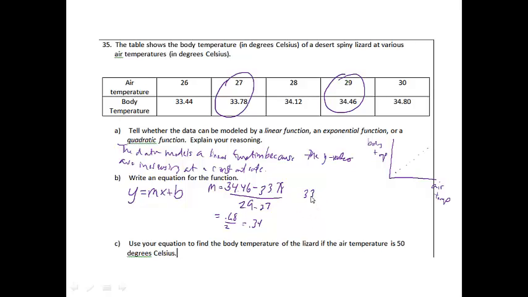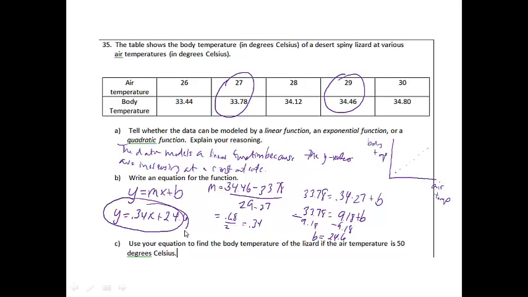So I'm going to get 33.78 is equal to 0.34 times the x, which is 27, plus b. So I plugged in my m, my x, and my y so that I can find my b. So this is going to give me 33.78 is equal to 9.18 plus b. And then I'm going to subtract 9.18 from both sides. And when I do that, I'm going to get b is equal to 24.6. So from here, my equation is going to be y equals 0.34x plus 24.6. So that's the equation of my function.